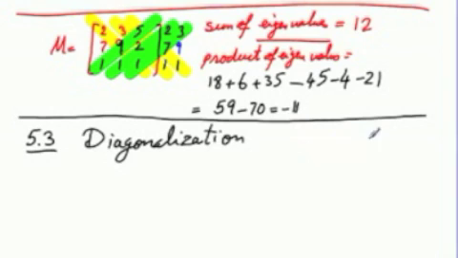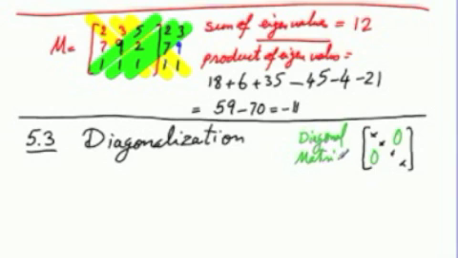Diagonalization, well, what is diagonal? Diagonal means items on these locations in a matrix. A diagonal matrix is a matrix whose off-diagonal entries are all zeros. So this is a diagonal matrix. In a diagonal matrix, everything that's off-diagonal is zero. On the diagonal, it could be anything.